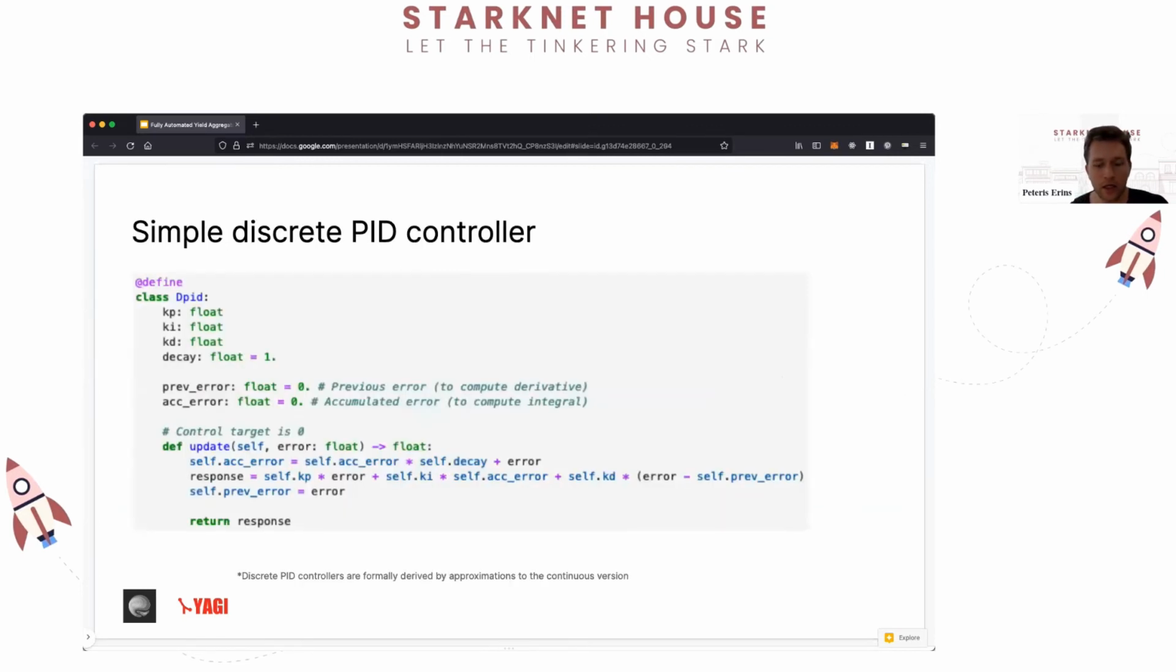But in crypto, we want to make it a bit more discrete. So there is a broader theory on discrete controllers. I've simplified it down a bit. Effectively, we're just going to have a Python class where we maintain these 3 coefficients: how do we correct for proportional error, how do we correct for integral error, how do we correct for derivative error? You can dive into the math of this, but I'll jump ahead.